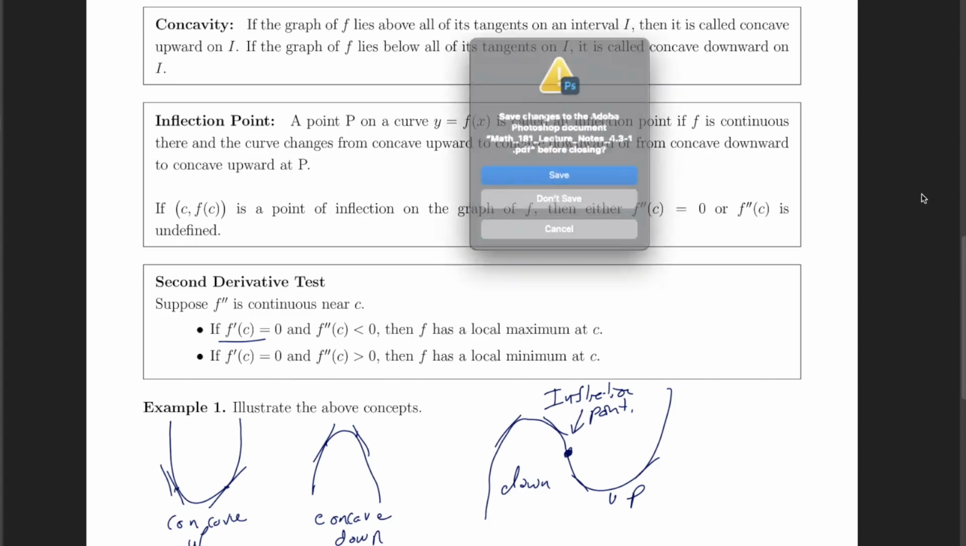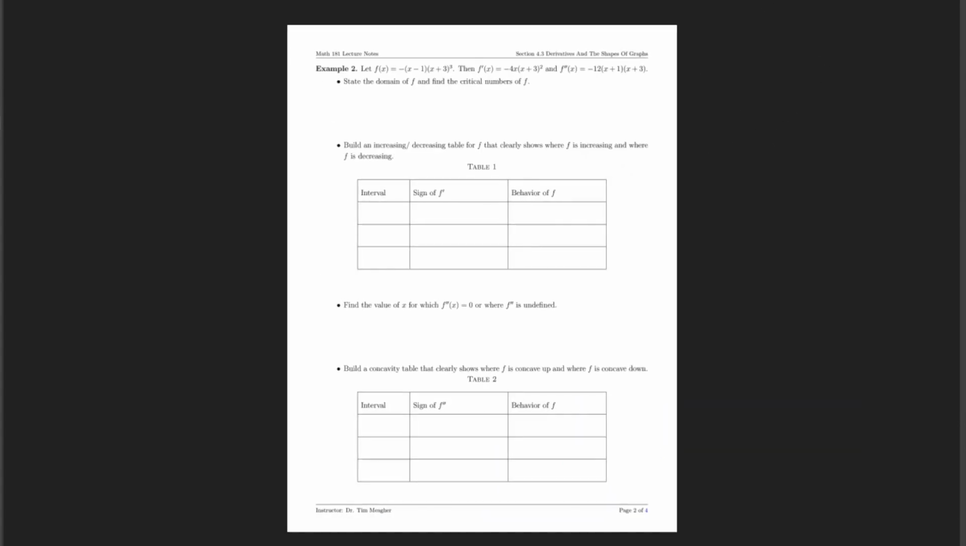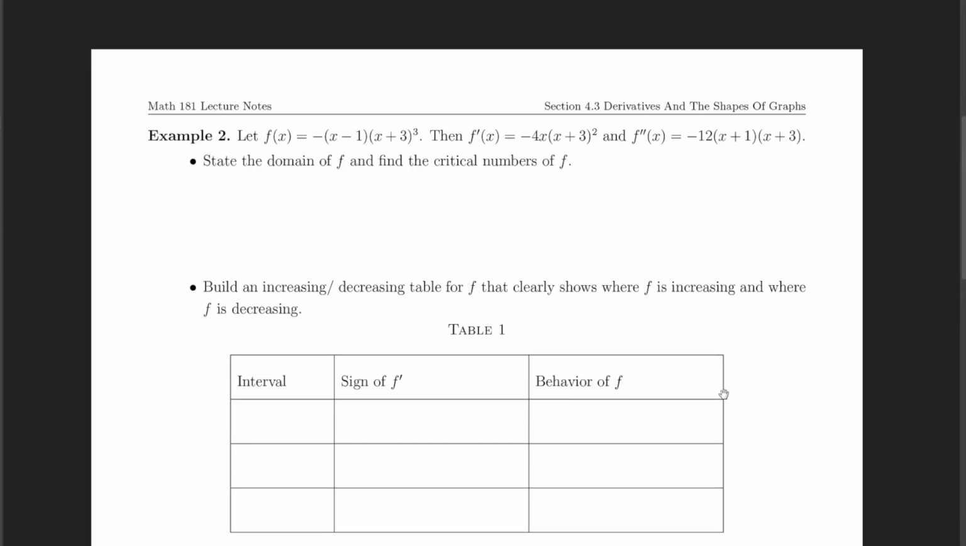All right, get rid of this. So let's look at this. Here we have the following: let f be this function, negative of x minus 1 times x plus 3 cubed. Then if I take the derivative, we get minus 4x times x plus 3 squared. If I take another derivative, I get minus 12 times x plus 1 times x plus 3.